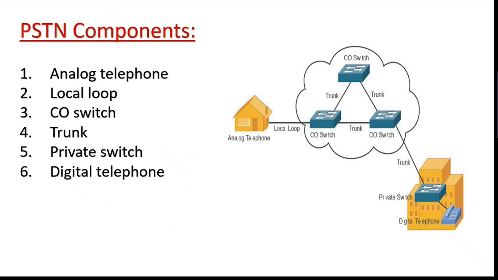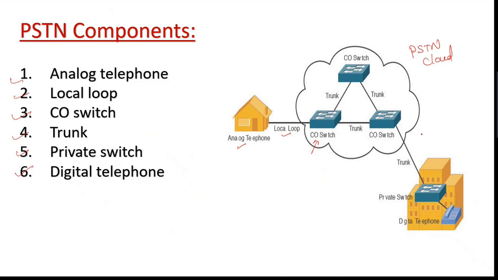Then PSTN components. In PSTN, it comprises different components and connection types, different devices, and so on. So the main components of PSTN are analog telephone, local loop, CO switch (central office switch), trunk, private switch, digital telephone. We can see here in the picture, we have an analog phone connecting to the PSTN cloud, and specifically with the central office switch via a local loop.